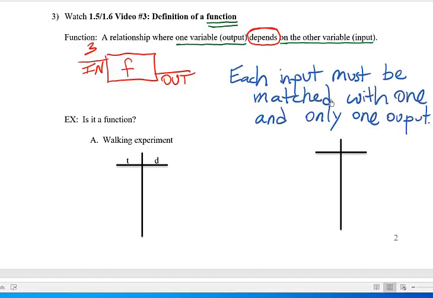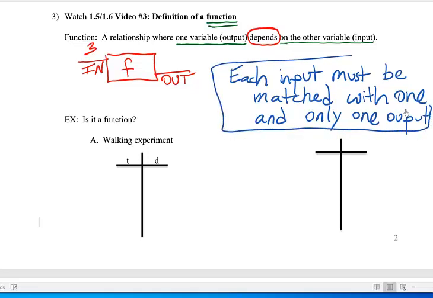Let me say that again. We are saying to be a function, each input must be matched with one and only one output, or another way you could say that is exactly one output for each input. Well, let's play around with this a little bit. We need to try to put some examples down so that we can see when would you have a function and when would you not have a function.